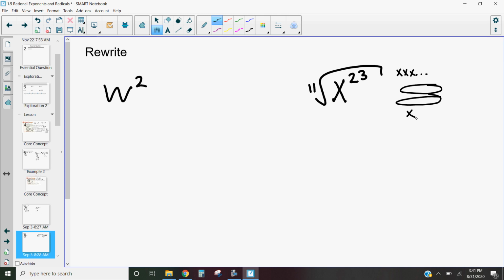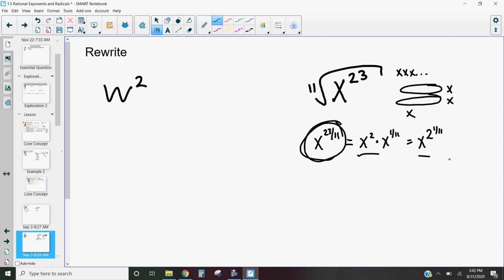So there's actually 2 ways I could write this. I could write this as x to the 23/11, which is the simplest way. But I could also write it as x squared times x to the 1/11 as well, because here's my x squared. I have 2 x's that I could pull out of my radical and then 1 x left over. This is the way that we're going to stick with it in class. These other ways do work, but we want to write it as that improper fraction.